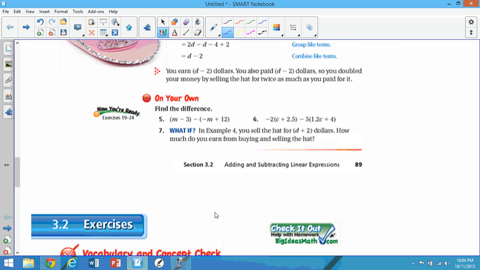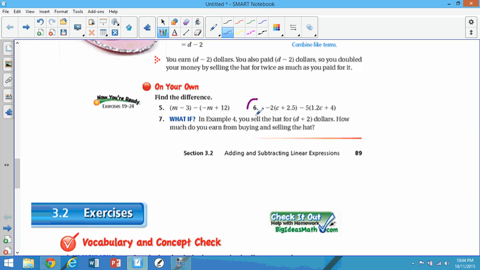So if you look, I would like you to look at number 6. Okay, we'll do number 6 together, and this should be written in your notebook. It's negative 2 times c plus 2.5, and then it has minus 5 times 1.2c plus 4. Okay, now you have to distribute that negative 2 and that negative 5.